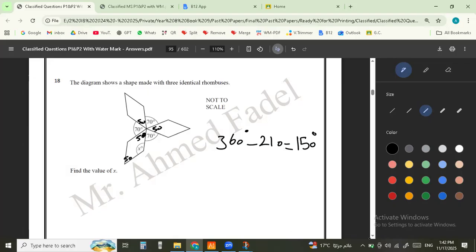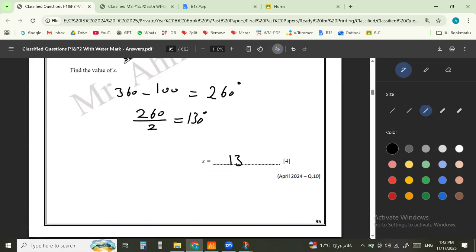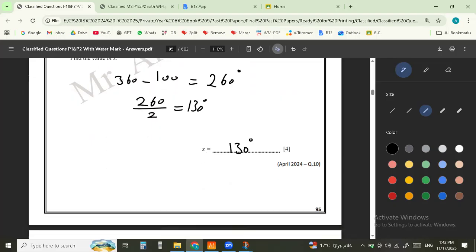What about the other two? They are also equal. 360 minus 50 and 50, which is 100, equals 260 degrees. Both of them together are 260, but 260 divided by 2 is 130 degrees. So x is 130 degrees. Oh, mister, can you repeat this again? No. Replay the last part, replay the video, and watch this again. It's going to make more sense. Just watch it once more, and it will make more sense to you.